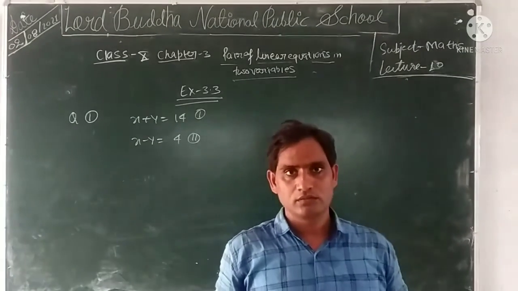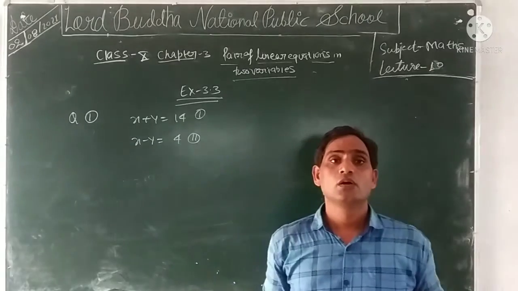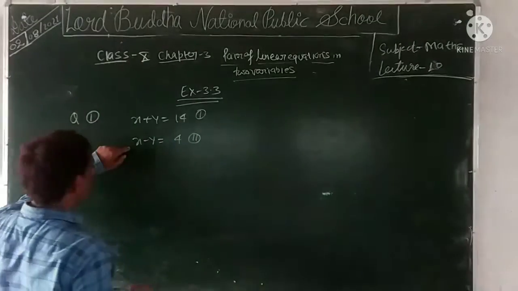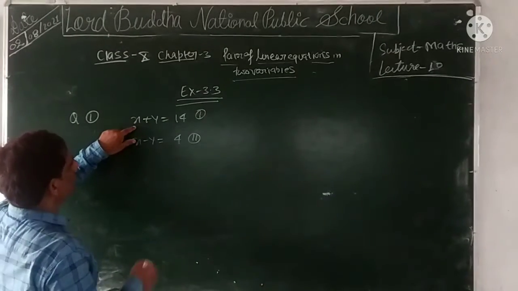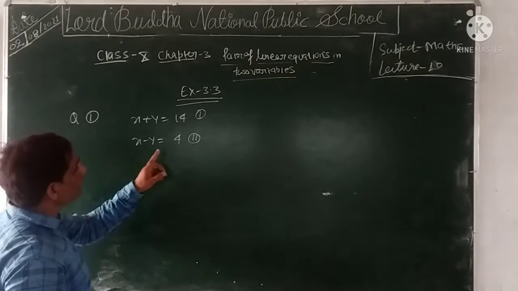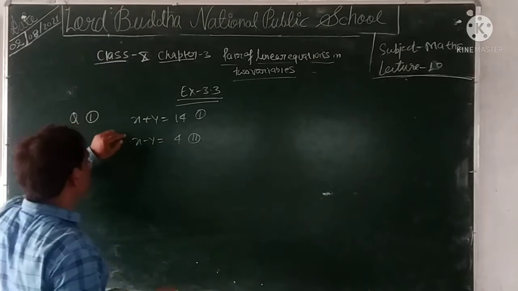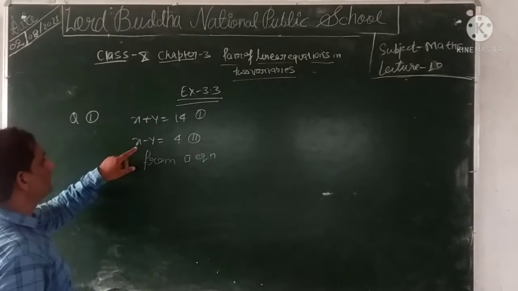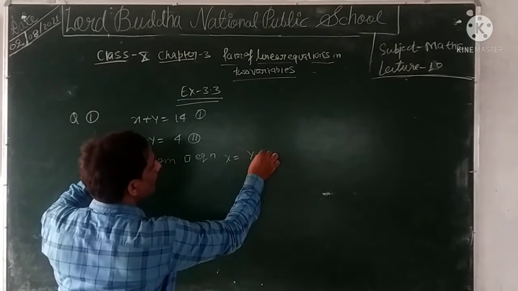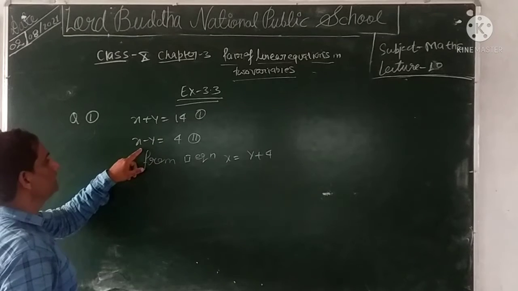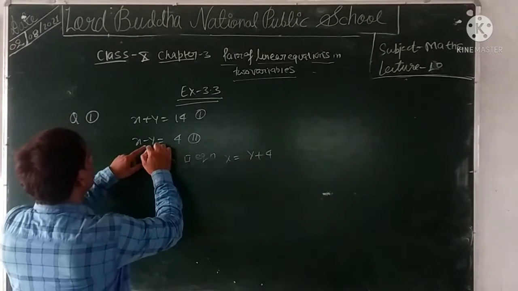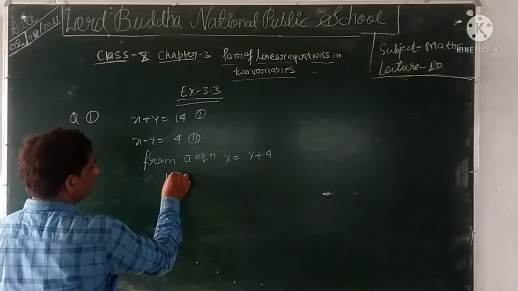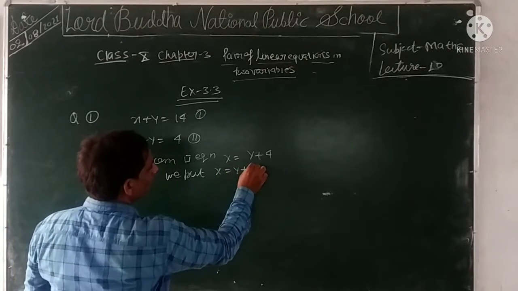By substitution method, from the first equation or from the second equation, we find the value of x or y in terms of the other variable. Means, first of all, we find the value of x in terms of y or y in terms of x, and we put it in the next equation. See, from the second equation we can write x equal to y plus 4. We take the term minus y to the right side, hence it will become positive. Now we put x equal to y plus 4.